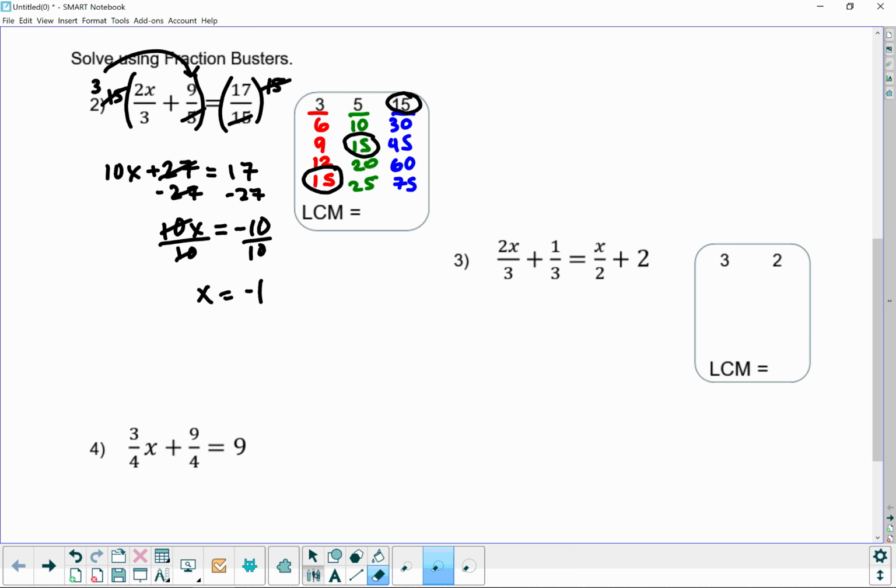Looking at the next one, it looks like we have multiples of 3 and 2. Multiples of 3, we're going to use 3, 6, 9, 12, 15. For 2, we're going to use 2, 4, 6, 8, 10. It looks like we got, oops, not 3, but 6. I circled the wrong one. So we're going to multiply both sides by 6.